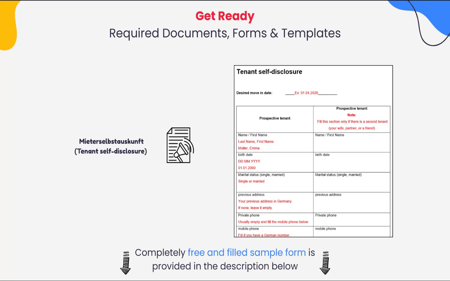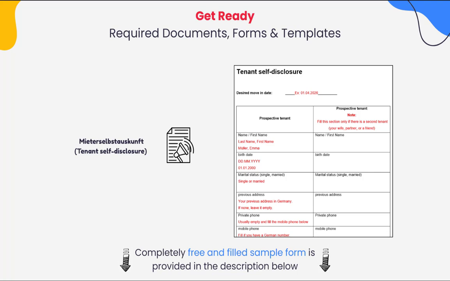For example, here, write your last name and first name. Here, write your birth date. And here, write your previous address in Germany. If none, leave it empty. And so on. This way, you will know exactly what's expected and won't have to guess.